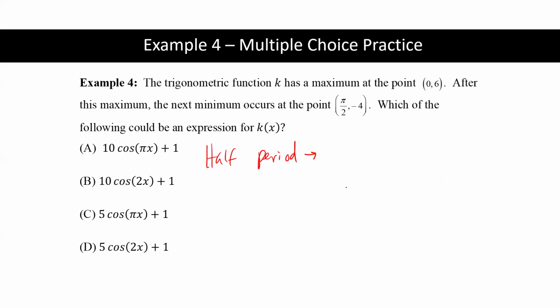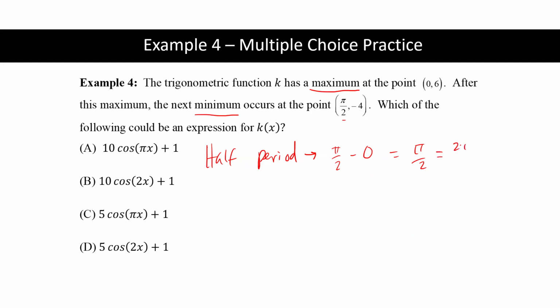Why did I write half period? It's just from a max to a min, right? It's only going to be halfway through, right? So if I need that 1 pi, I'm going to find the distance. Remember, when you're analyzing the period, you're finding the distance from where you start to where you end. So I ended at pi over 2. Pi over 2 minus 0 is just going to be pi over 2. So I know my period is pi over 2.